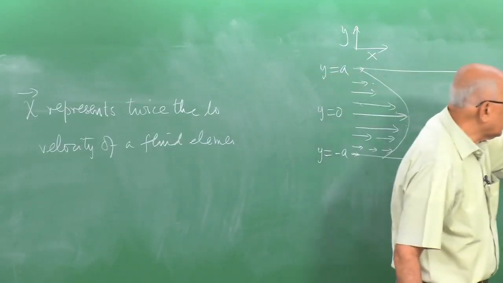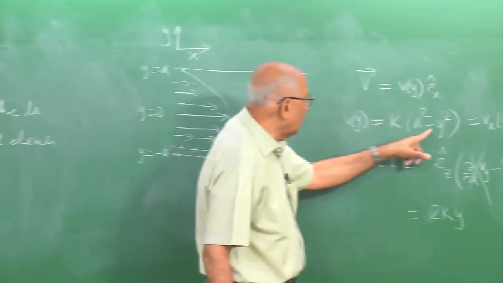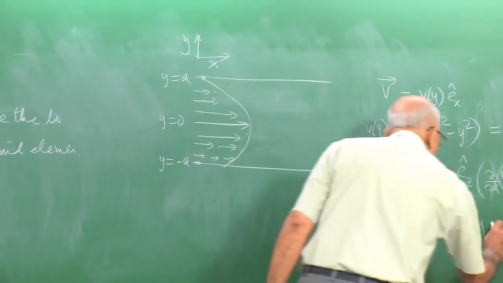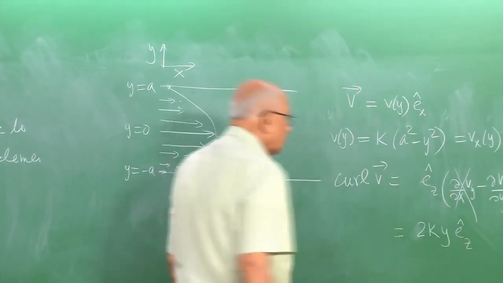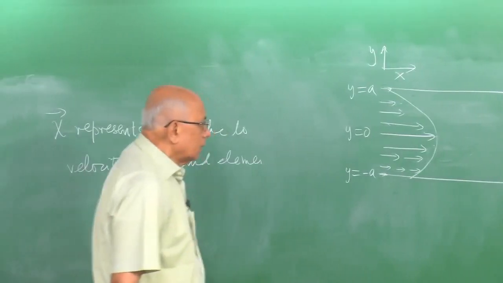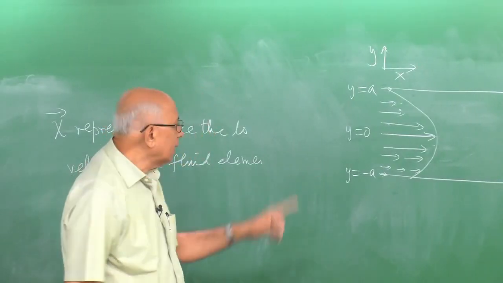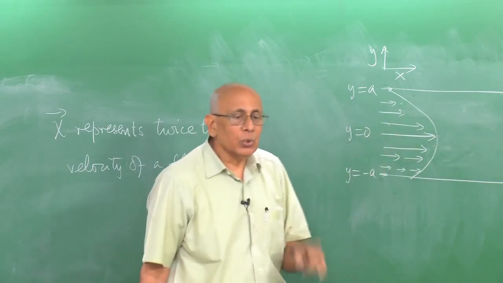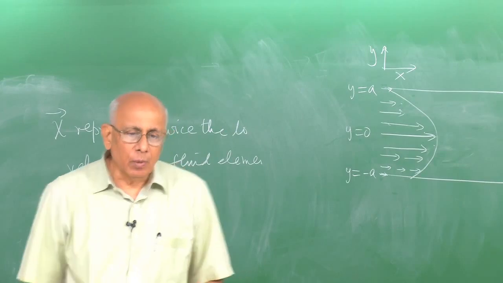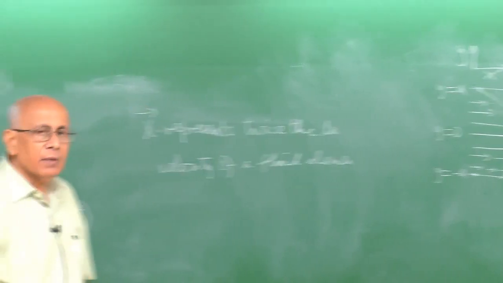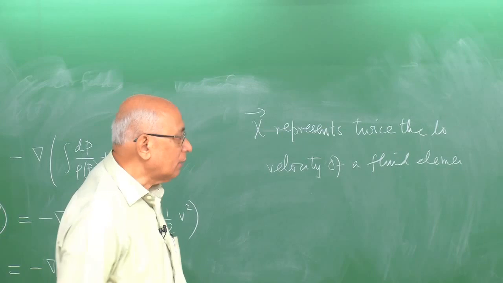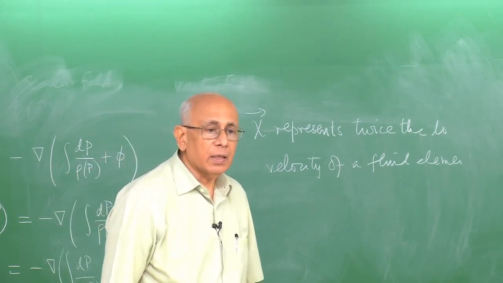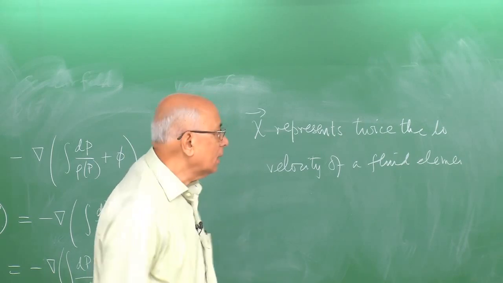So I differentiate this with respect to y, I am going to get a minus 2y, and I kill the minus sign, and you get a 2ky times Ez. This is the curl of the velocity. So even though the streamlines are parallel lines, they are straight lines, you still have a curl, and the moment you have a velocity with a curl, the flow is said to be rotational if the curl is not identically 0. If the curl of a velocity field is identically 0, the flow is said to be irrotational.